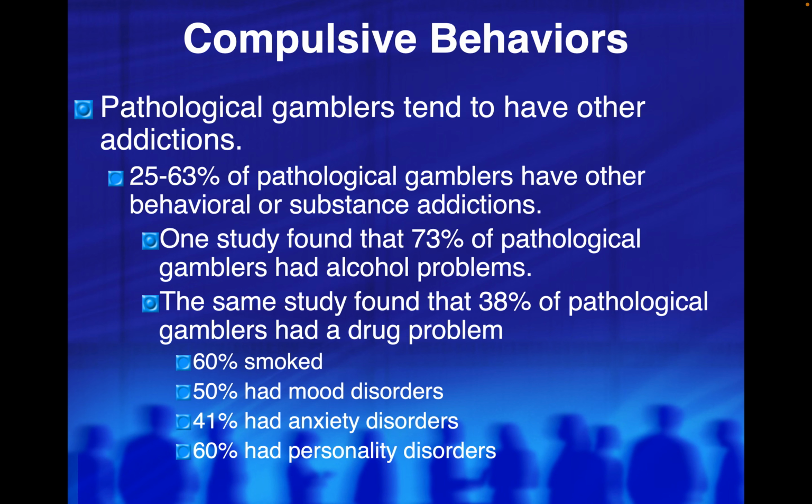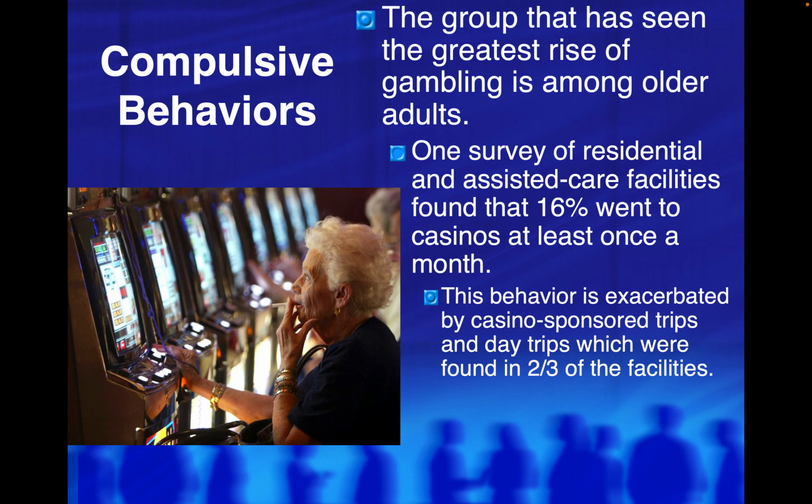Pathological gamblers tend to have other addictions. 25 to 63% of pathological gamblers have other behavioral or substance addictions. One study found that 73% of pathological gamblers had alcohol problems. The same study found that 38% of pathological gamblers had a drug problem. 60% smoked, 50% had mood disorders, 41% had anxiety disorders, 60% had personality disorders.